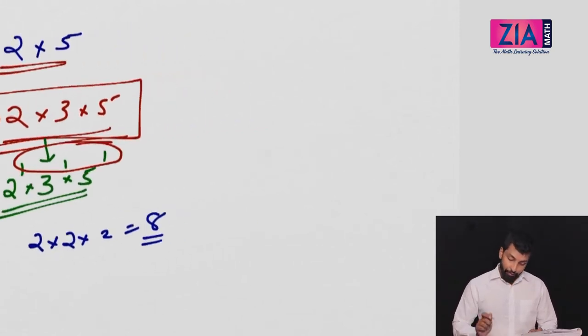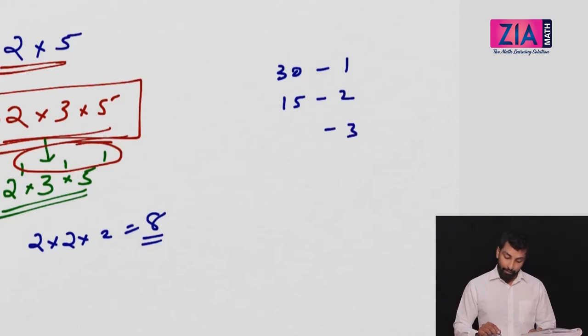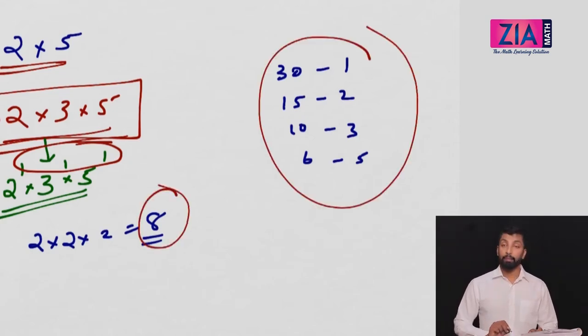So what are the 8 factors? 30 and 1. Obviously, these two are factors. Then 15 and 2. Then 3 is a factor, so 10. Then 5 is a factor, so obviously 6. So you got 8 factors. These are the 8 factors. So 30 has 8 factors, and these are the 8 factors.